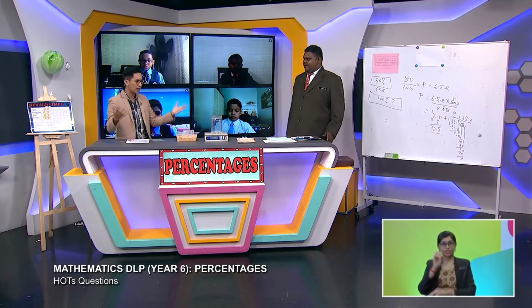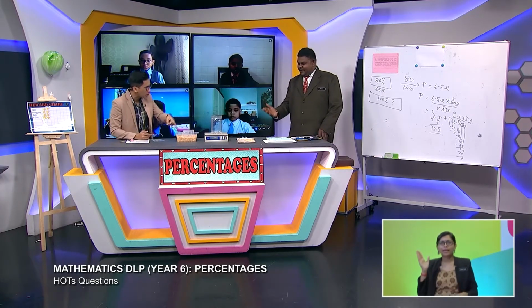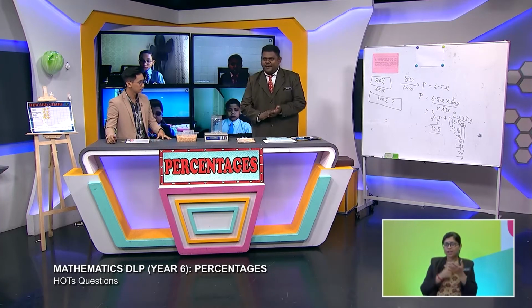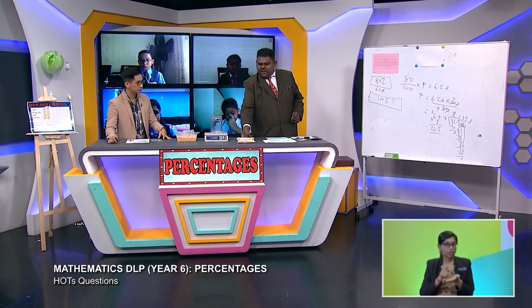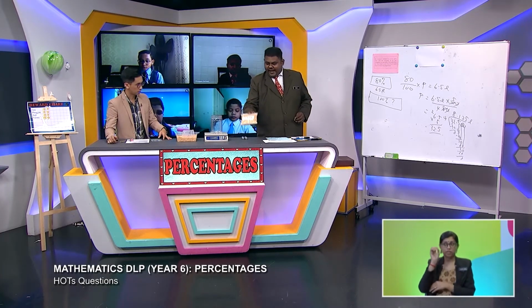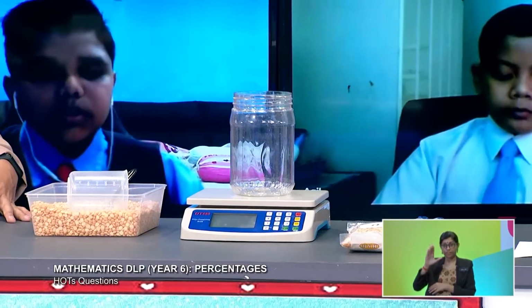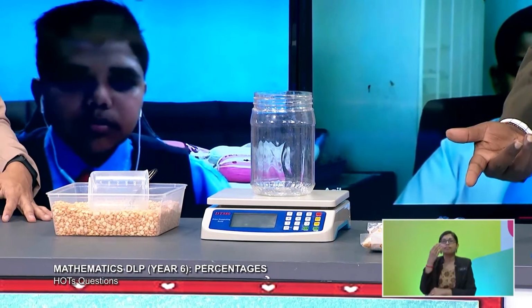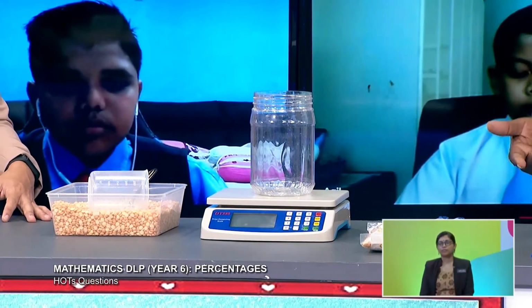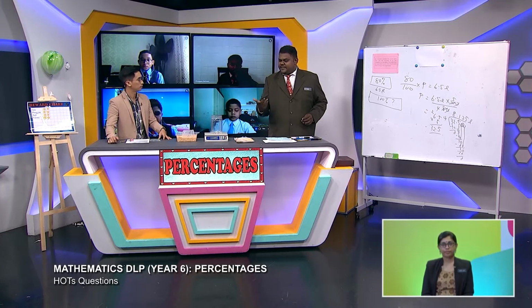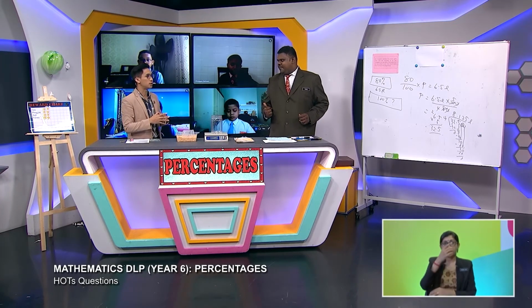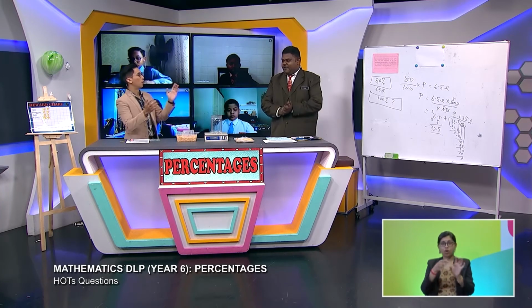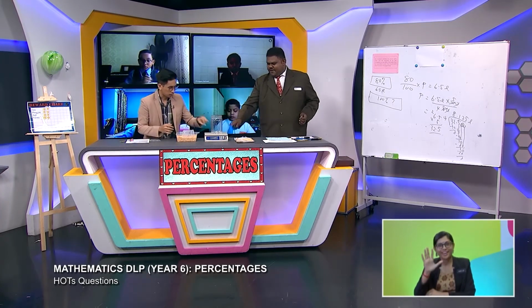Before we end, I'm going to give one question for Chris, to calculate in percentage. Here we have 0.5 kilogram of dal, and I need 120% of this. 120% of 0.5 kilogram is 0.6 kilogram, which is 600 grams. I want you to measure using this weighing machine.